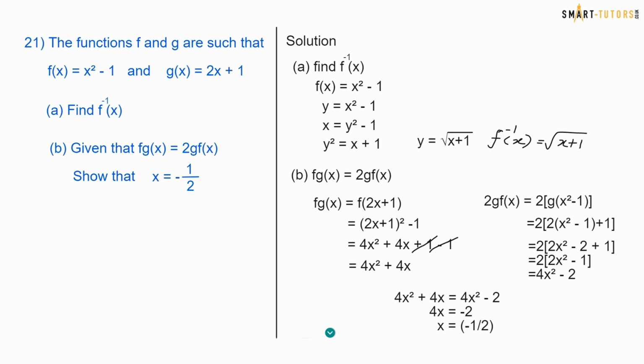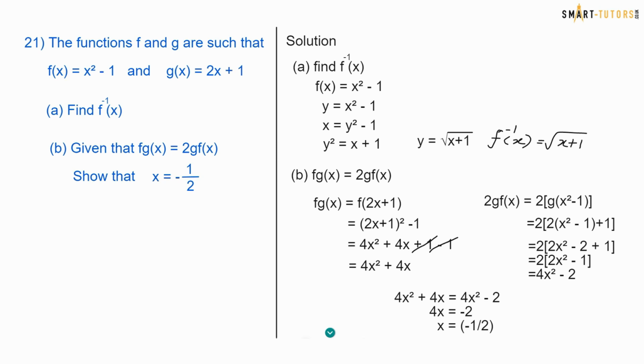Then 2 times g of x is equal to 2 times g of f(x). f(x) is x squared minus 1. So x squared minus 1 you are substituting into the g function. The g function is 2 times x plus 1. So now instead of x, you are substituting x squared minus 1. Then you expand the brackets, 2 times x squared, 2x squared, minus 2. Plus 1 is in the question. So minus 2 and plus 1 is minus 1. And expand the bracket again. 2 times 2 is 4x squared minus 2.